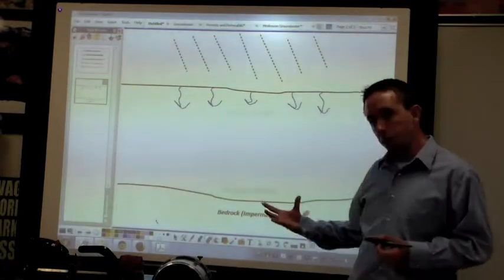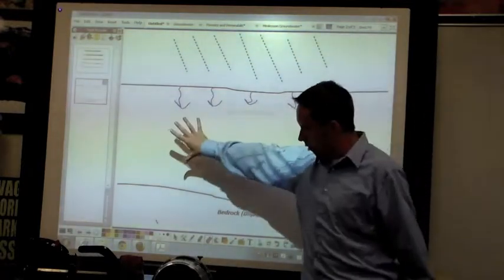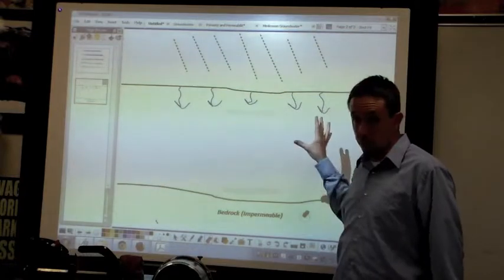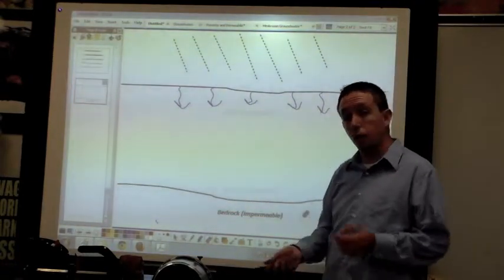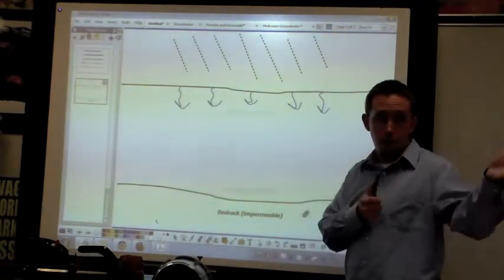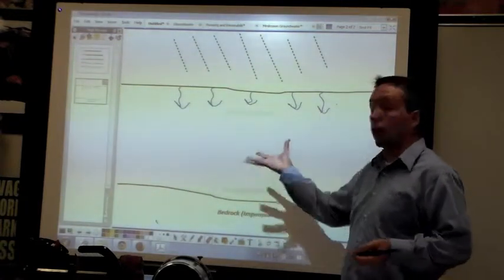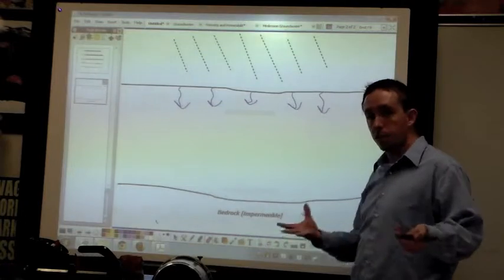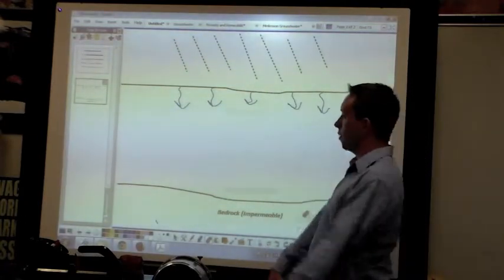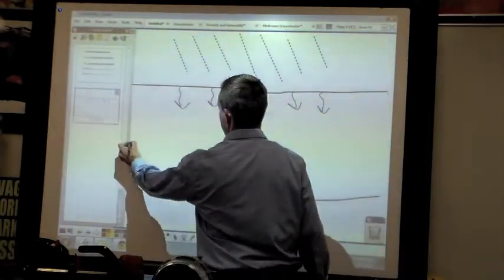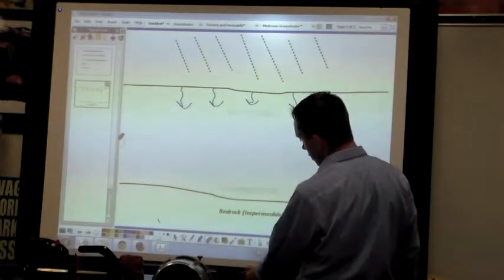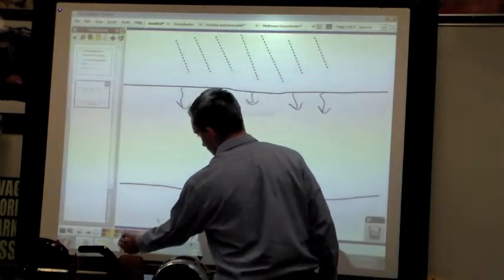So the reason that it will build up is because now this whole layer of rock here is permeable. There are pore spaces, like we saw in our little column of little plastic balls before, that allow water to sit in them. So it's permeable. So what's going to happen is the water's going to flow up to a certain point.